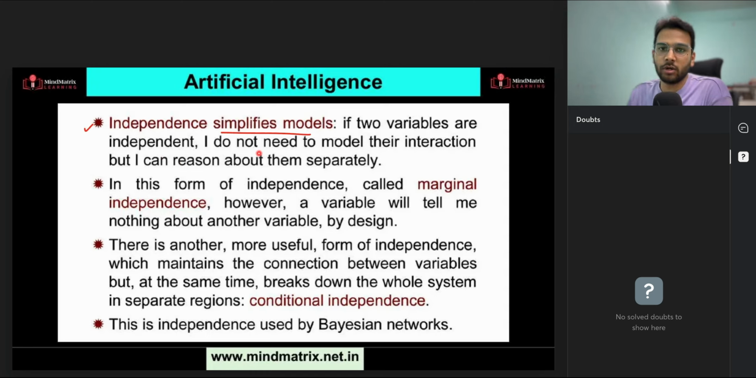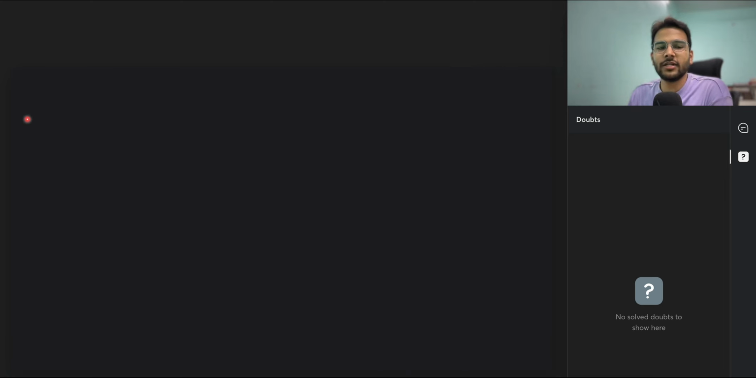Independence simplifies the models, right? If two variables are independent, I do not need to model their interaction, but I can reason about them separately. What it wants to say here, carefully see this. Let's say I have some Bayesian graph like this.